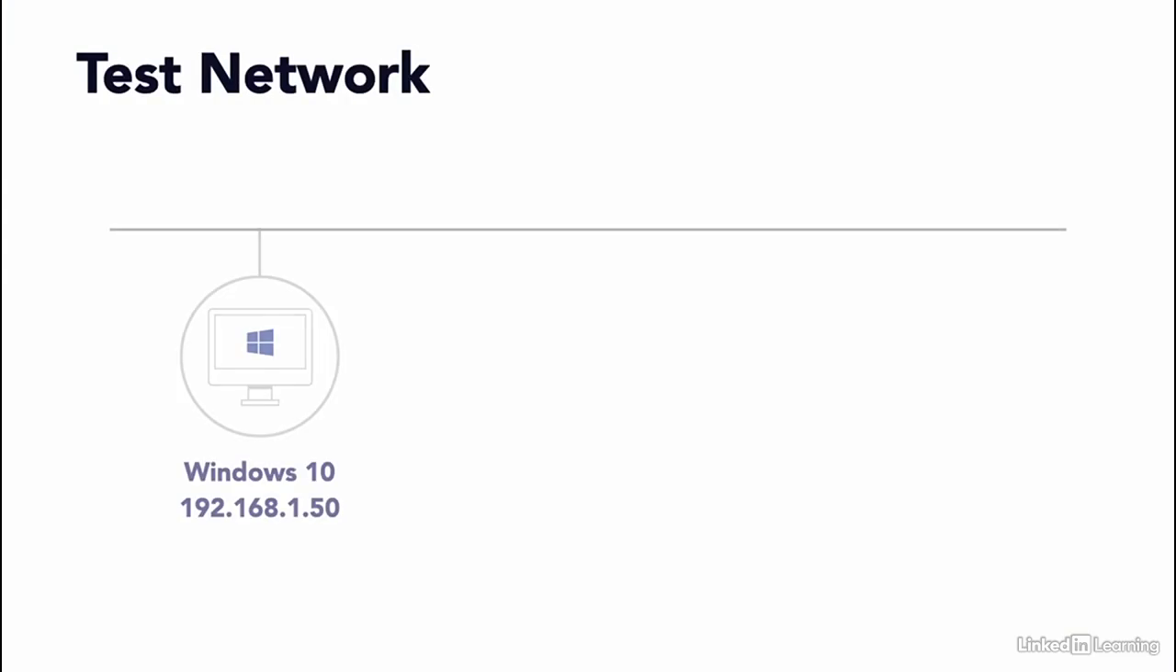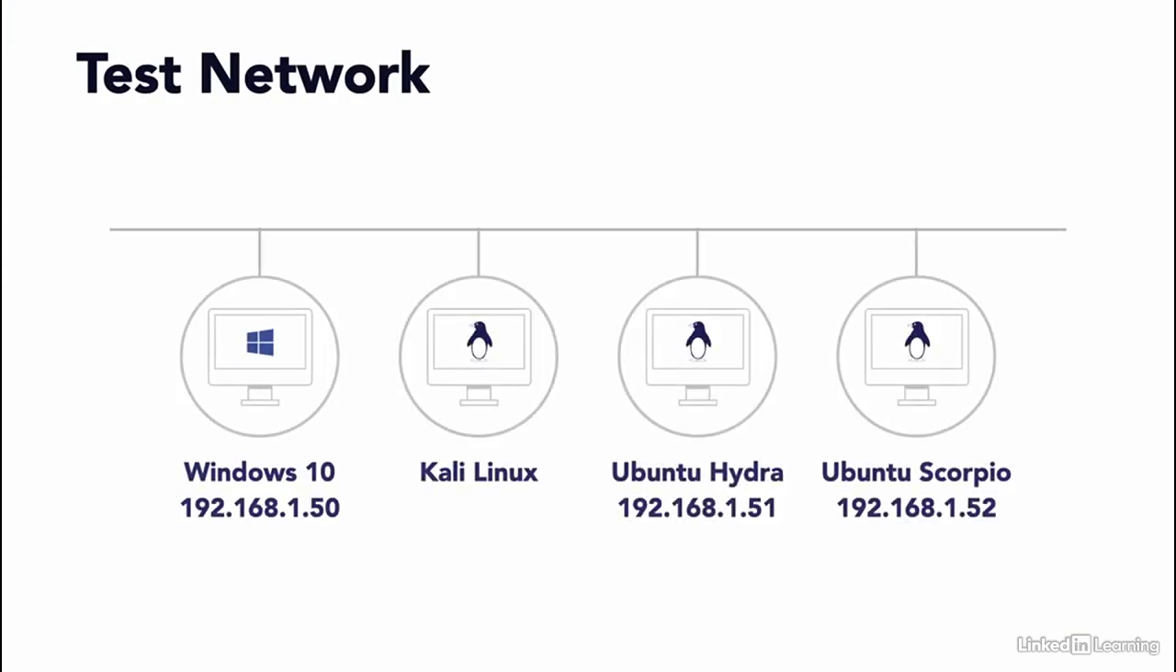This is a practical course during which we'll be using a test network. We'll be using a Windows 10 workstation on IP address 192.168.150, and two Ubuntu systems, Hydra on IP address 192.168.151 and Scorpio on IP address 192.168.152. Later in the course, we'll also make use of a Kali Linux penetration testing workstation to demonstrate some of the ethical hacking tools. This doesn't have a fixed IP address.